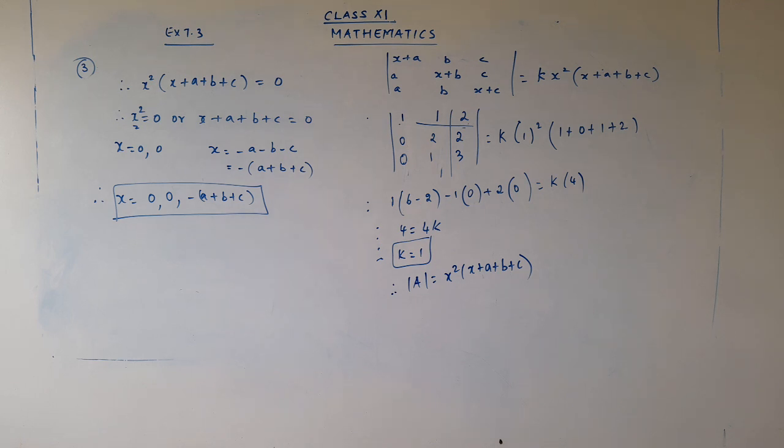Okay, have you completed, children? Now let's go for sum number 4. Take down question number 4. Show that the determinant of b plus c, a square, c plus a, b square, a plus b, c square is equal to (a plus b plus c) into (a minus b) into (b minus c) into (c minus a).